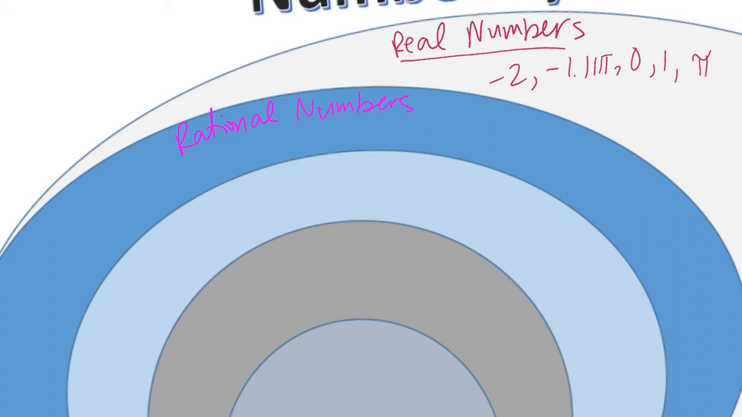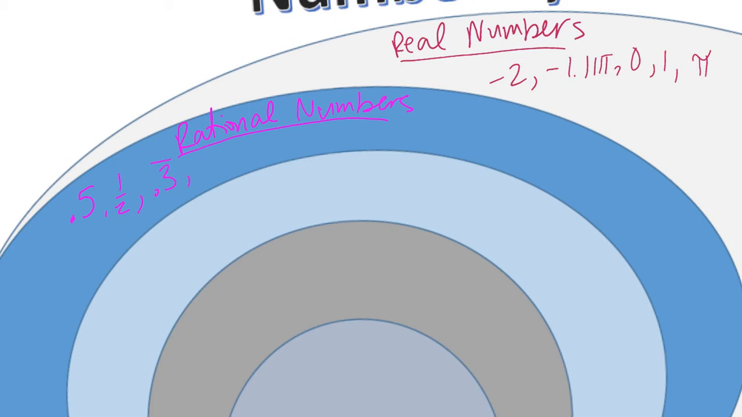Now you're like, okay, rational numbers. Well, irrational couldn't be written as a fraction. So rational numbers can be written as a fraction. So anything that you could transform into a fraction. So like 0.5, because that could be a half.